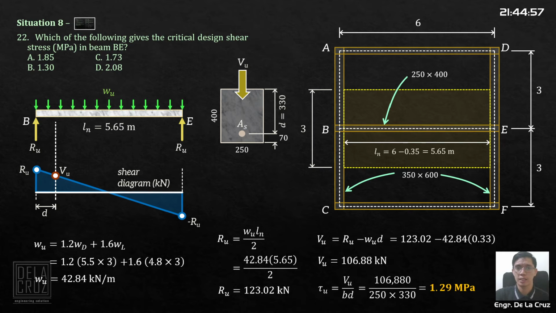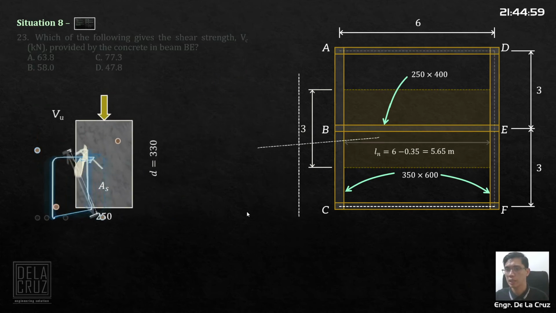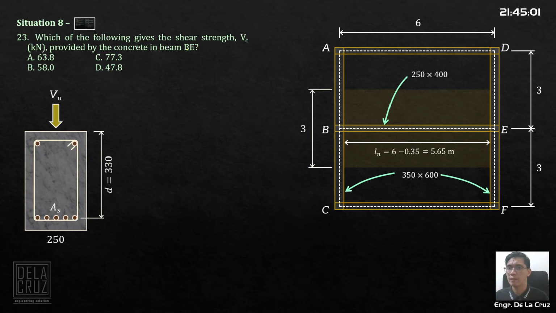Next question. Which of the following gives the shear strength VC? Shear strength VC. Take note ha, VC. Naka-indicate talaga VC. Provided by beam BE. Ganun pa rin, beam BE. So, let's say ito yung ating beam. Okay. Nilagyan ko na lang ng rebars. Wala naman siyang binanggit dyan.